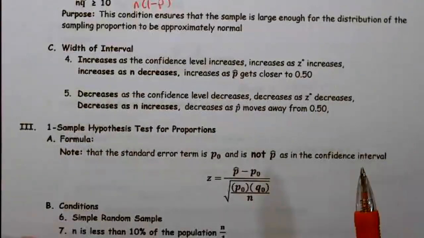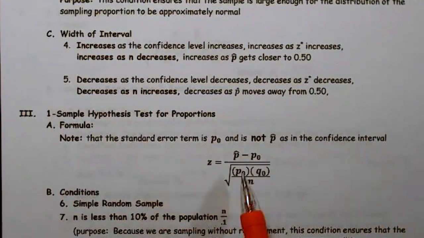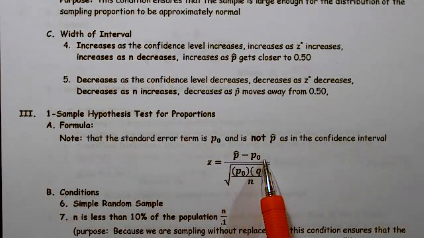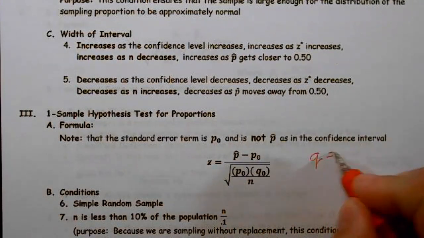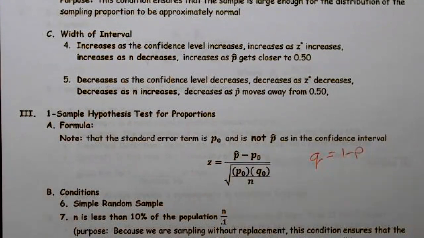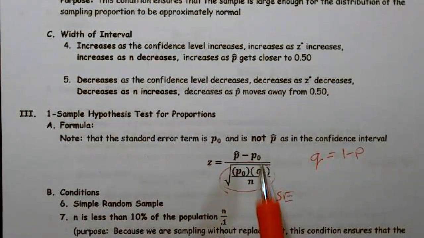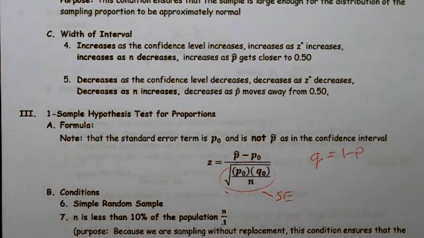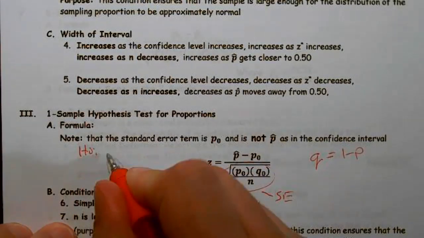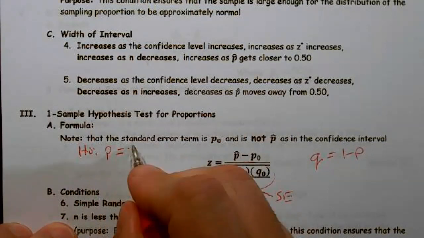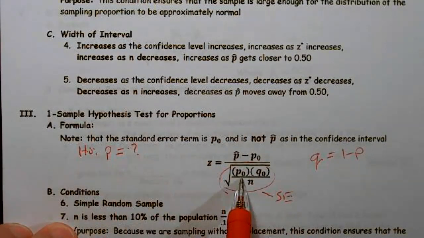One sample hypothesis test for proportions. Here's our formula. Once again, p hat minus p naught, and then p naught times q naught. Please make sure that if you use q, that you define it. If you'll notice here, the standard error, this part right here, uses p naught instead of p hat. And there's a reason for this, because in this case, we've made a claim because we're running a hypothesis test. So our claim is going to be the null hypothesis, p equals something. And whatever we say p equals is going to go here.